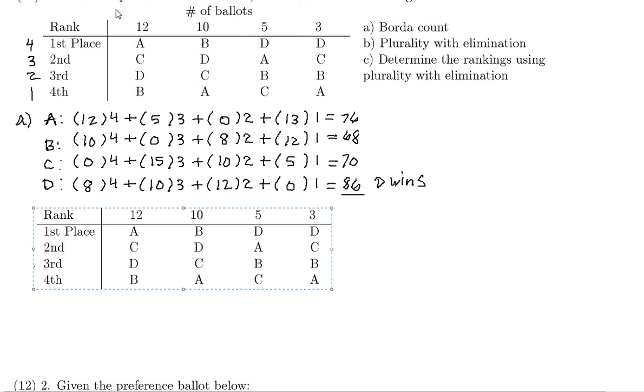Okay, so this is going to be for part B. Lowest number of first place votes: A, B, and D all got first place votes. C has no firsts. So remember with plurality with elimination, what you do is you eliminate the one with the lowest number of firsts at each stage.